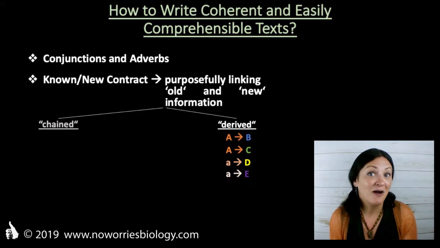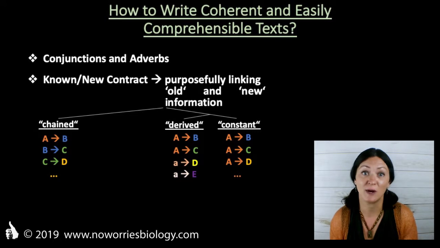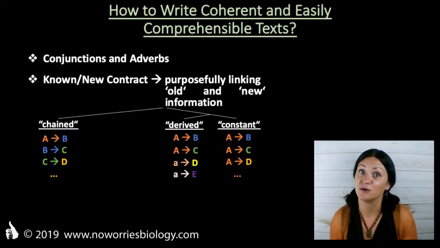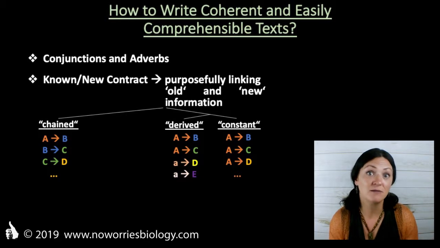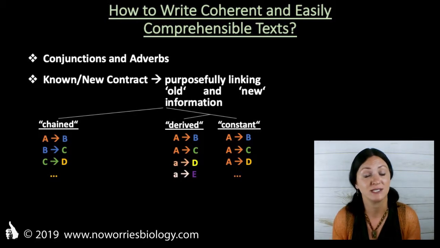Great. Those are the main patterns for linking known and new information in such a way that this information can easily be processed by a reader. The chained pattern and the constant pattern, plus the derived pattern as a variation of the constant pattern.